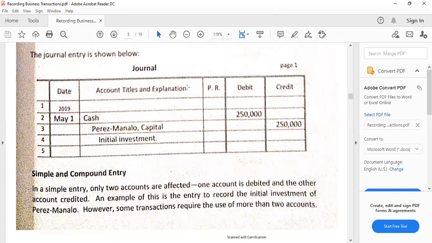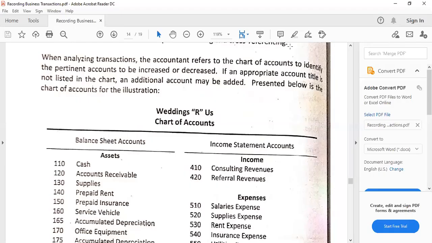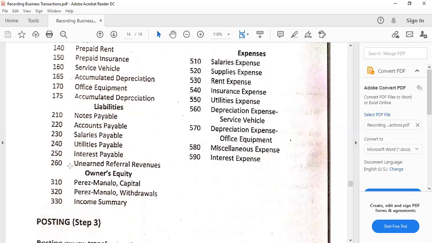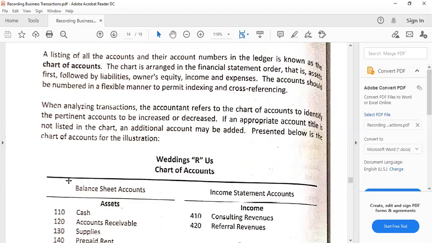So if you can notice at this point, when we discussed the journalizing of transactions, we did not place anything here yet because this was not that important. However, I even told you that the codes from the chart of accounts will be placed here. So now let us go back. So let's say cash and Perez Manalo, capital. So what codes will have to be placed? So for the debit side, we are going to place 110 for the cash. And for the capital, that will be 310 for the credit side. So that's how easy it is.